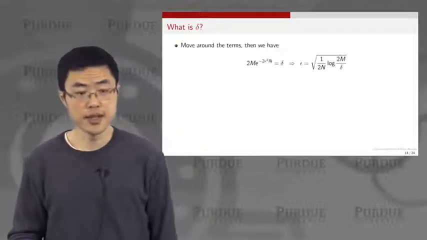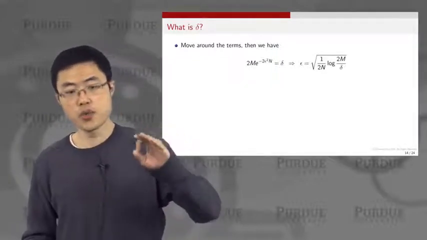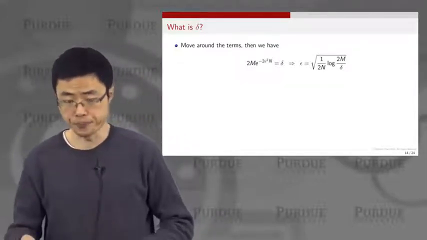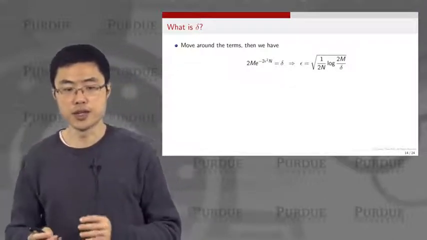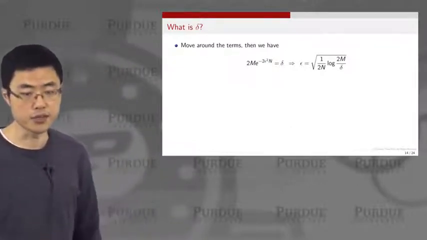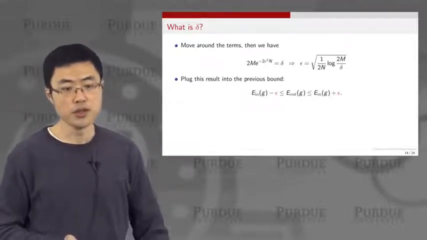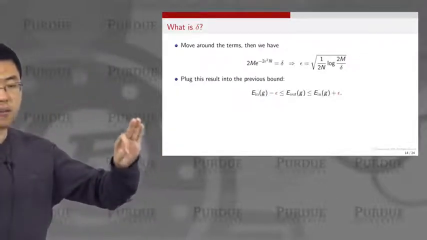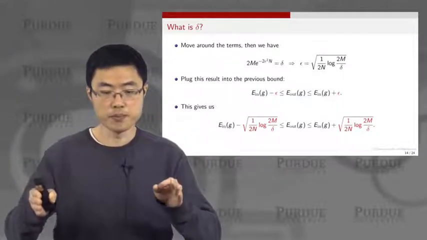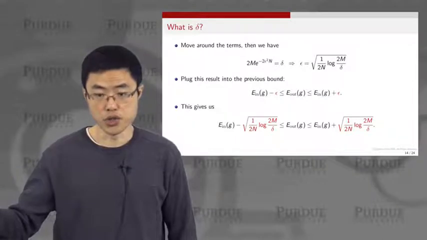So what is the meaning of this delta? As we discussed before, this delta is actually the confidence level. And so you can equate this right-hand side, 2M e to the power minus 2 epsilon squared N, equal to delta. And you can move around the equations, and you can show that the epsilon is actually given by the square root of all these things inside the square root. Now, when you plug this result into the previous equation, you can show that the E out is upper and lower bounded by these epsilons. And what are the epsilons? You put it in, and you can show that the E out is upper and lower bounded by E in of g minus the square root, and then E in plus the square root.